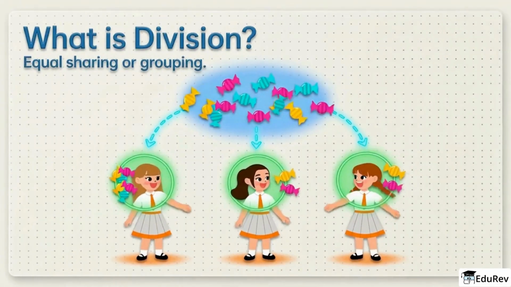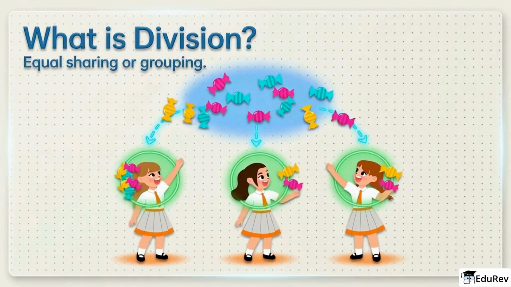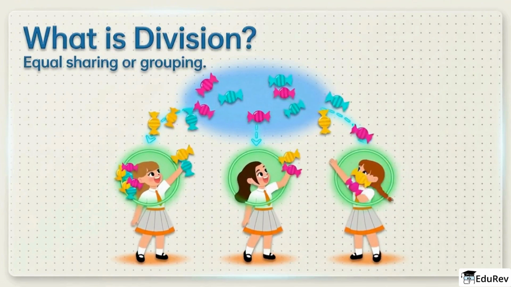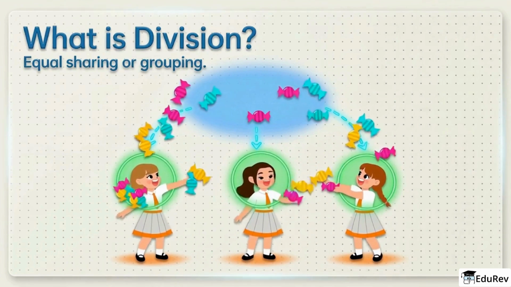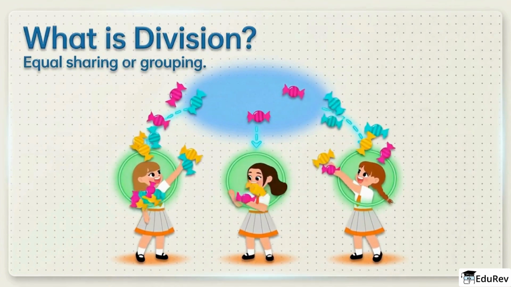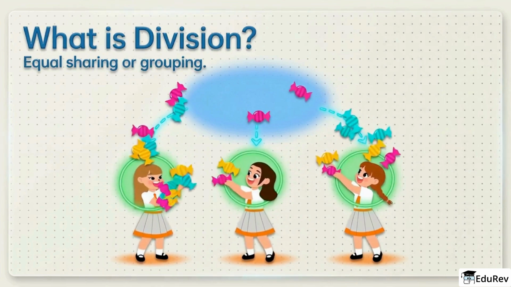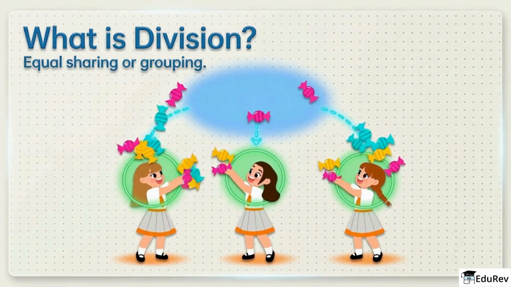So what is division? Division means equal sharing or grouping. If you have candies and you want to give the same number to your friends, you are using division. If you want to put things into equal groups, that is also division.